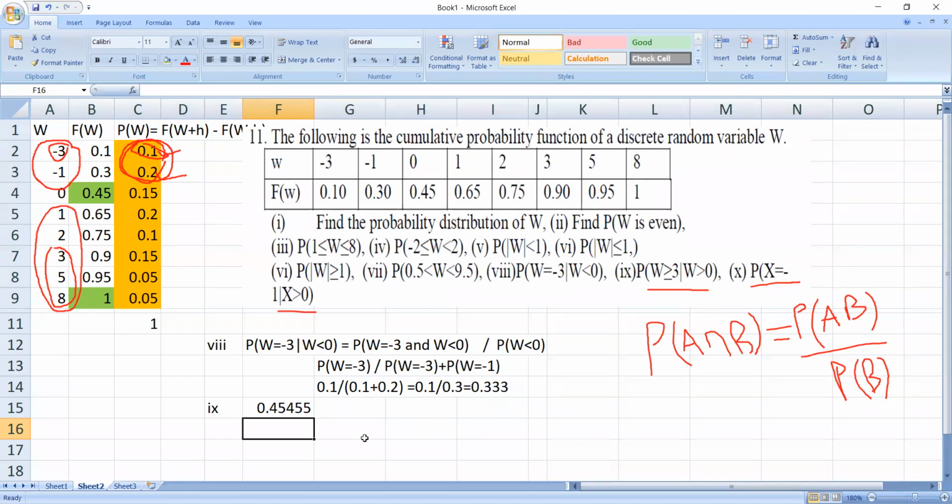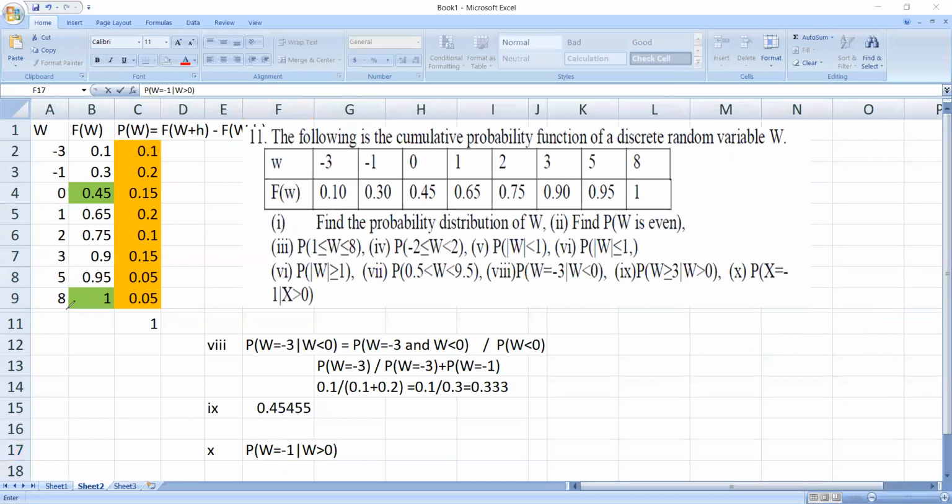The next case is, what is the probability that X is equal to -1 when X is greater than 0? It is not X, take it as W. So it is W is equal to -1 given W is greater than 0. Now when we are telling that W is actually greater than 0, how can it be equal to -1? So the intersection does not exist. Intersection does not exist means it becomes a null set.